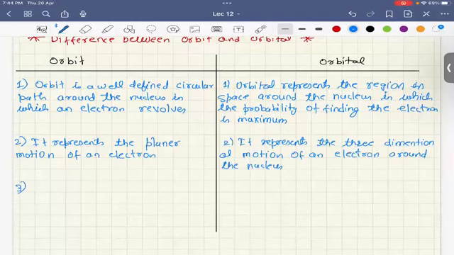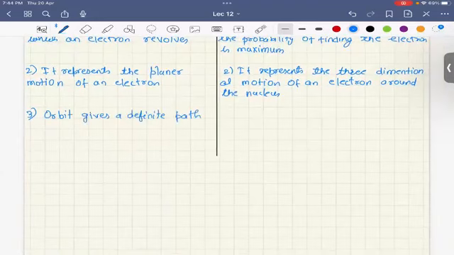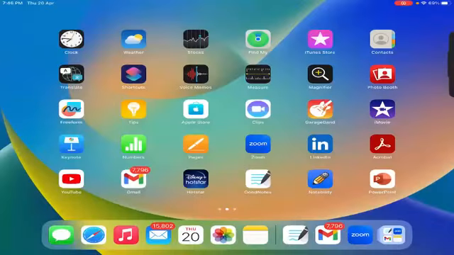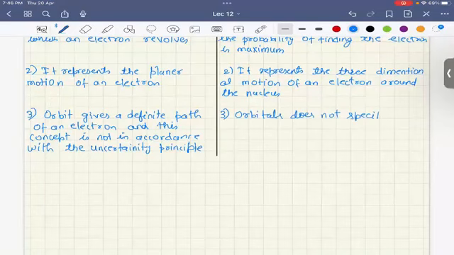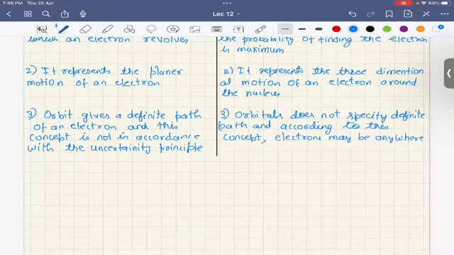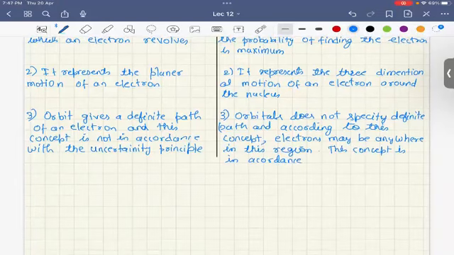The third point is: orbit gives a definite path of an electron, and this concept is not in accordance with the uncertainty principle, whereas orbital does not specify defined paths, and according to this concept, electron may be anywhere in this region, and this concept is in accordance with the uncertainty principle. Orbit gives a definite path of an electron, and this concept is not in accordance with the uncertainty principle, whereas orbitals do not specify a definite path. According to this concept, electrons may be anywhere in this region, right? And this concept is in accordance with the uncertainty principle.